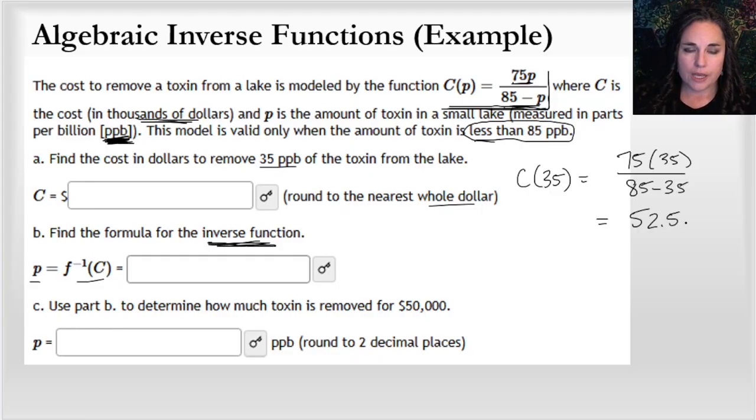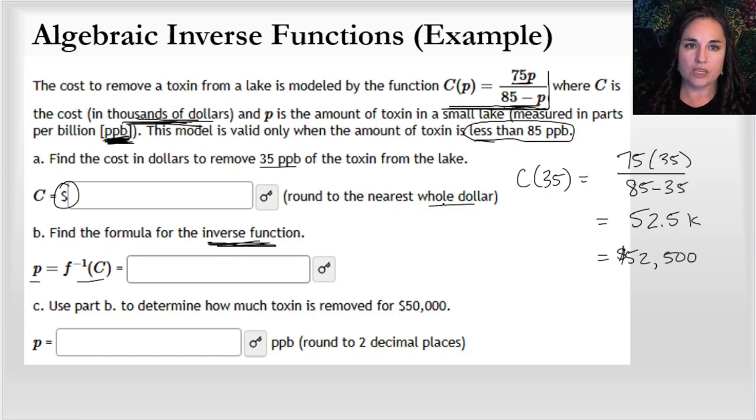52.5. And remember, it's not $52.5. We're in thousands of dollars. This is $52.5 thousand. So if I round that to the nearest whole dollar, I need a whole dollar, not thousands of dollars. That's going to be $52,500. Okay, so that'll be the answer for the first one. Watch out for that. I suspect students get stuck there.